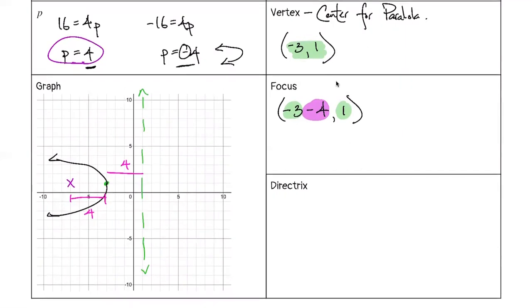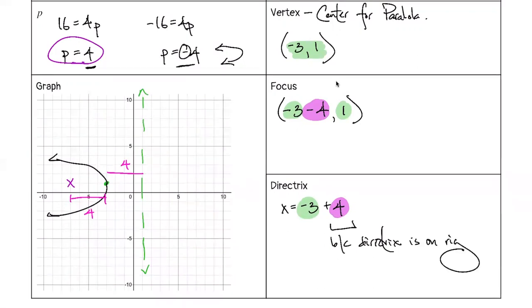Now, if we want to write an equation for that directrix, we would say x equals -3, which is from our center, plus 4, because we're going to the right. So plus 4, and then our -3 is from the center, because the directrix is on the right. Okay?